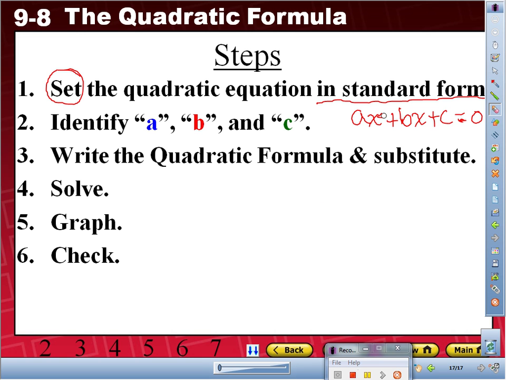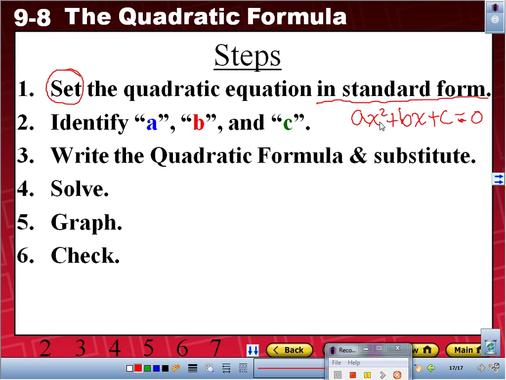Now, if you recall, standard form of a polynomial is from greatest to least degree. Remember that? So let's look at this one. Is this the greatest degree? 2, yes, and then 1, and then 0, and then nothing over here, right? So therefore, from greatest to least degree, so yes. From there, we identify A, B, and C. So pretty much we're going to be looking at the coefficients of the first, of the second, and the constant to identify our 3 values. So here, just identify A, B, C.